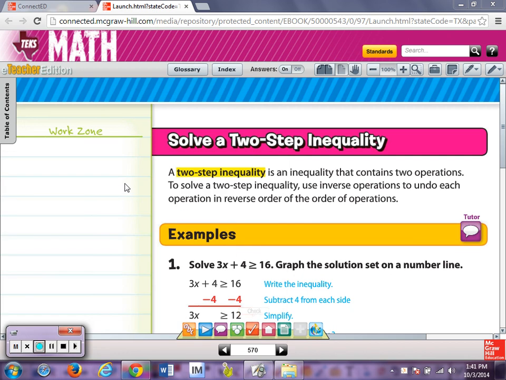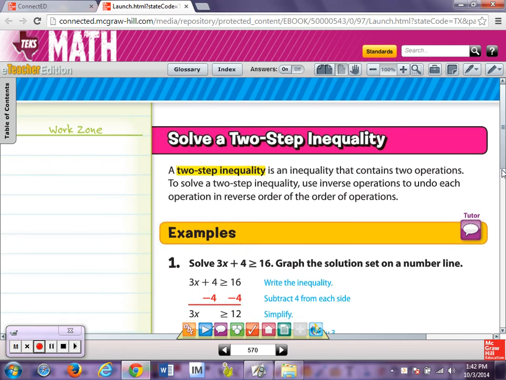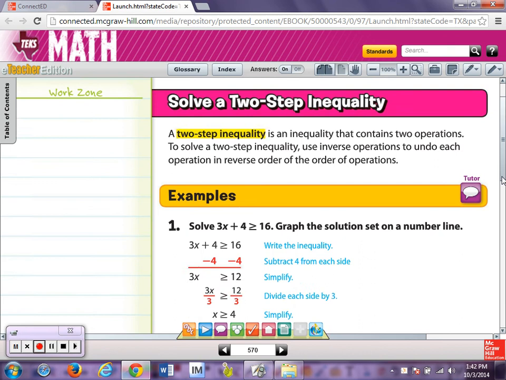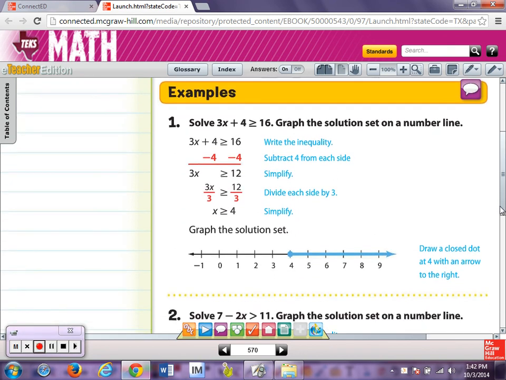This is the video for Chapter 7, Lesson 7, on solving two-step inequalities. Now, just like the previous lessons, it is the same exact thing over and over again. A two-step inequality, just like an equation, is a math problem that has two steps, two operations involved in it. And this time, instead of an equal sign, we're dealing with an inequality symbol. That's the only difference. Everything else will behave exactly the same as it has before. Let's just go ahead and jump right into it.